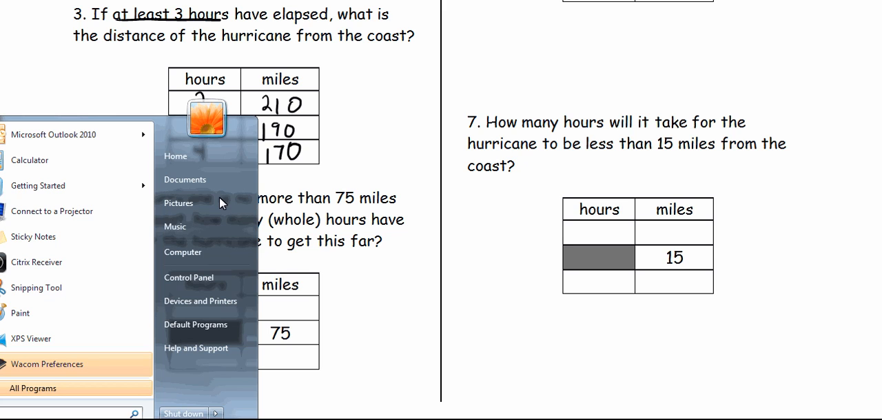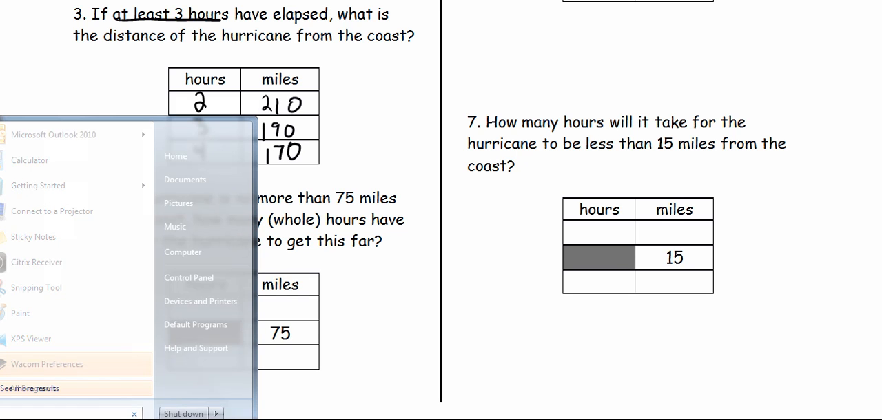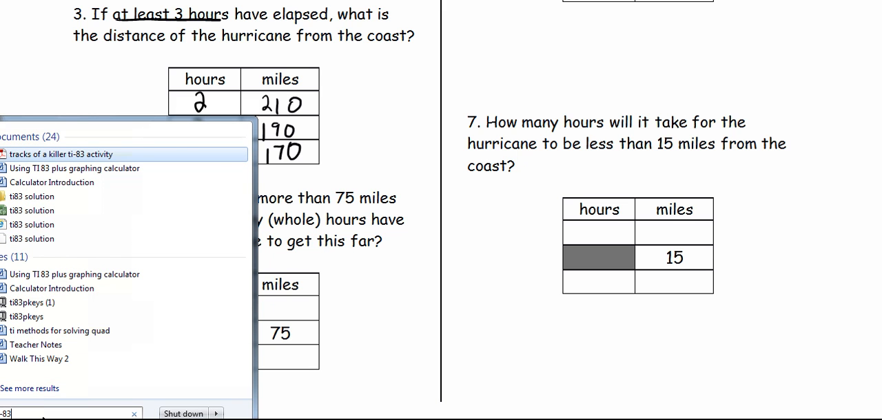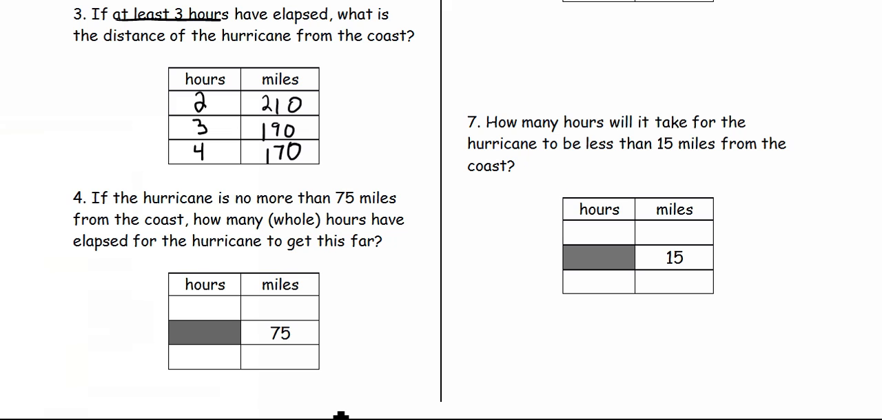So on this, we're not going to do an expression on this one. So it says if the hurricane is no more than 75 miles. Well, what would that be? Well, I guess it's time to get out the good old calculator. Yeah. I don't have the calculator loaded at this time. So what I'm going to do is I'm going to do it the old-fashioned way.